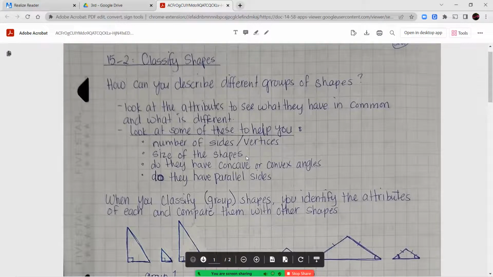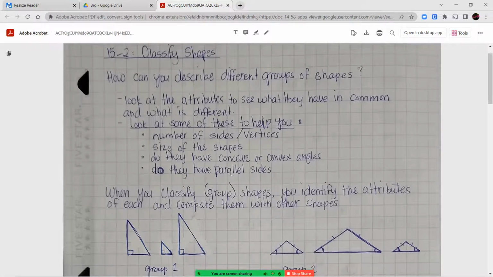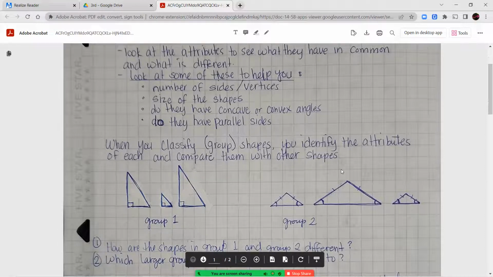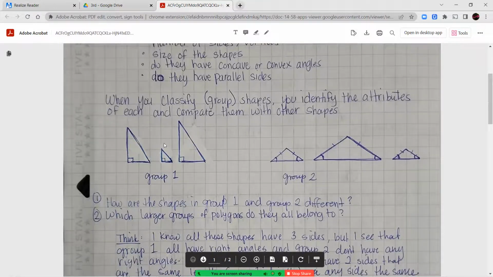Do they have concave or convex angles? Do they have parallel sides? Now, parallel, in case you forgot, means they have sides that will never touch each other. So they are sides that if you stretch them out as lines, they'll always run next to each other, but they'll never cross. When you classify or group shapes, you identify or figure out the attributes of each and compare them with other shapes. So here I have 2 groups.